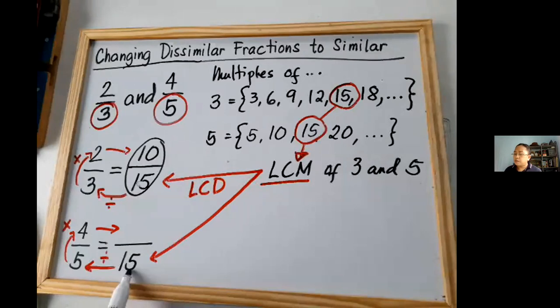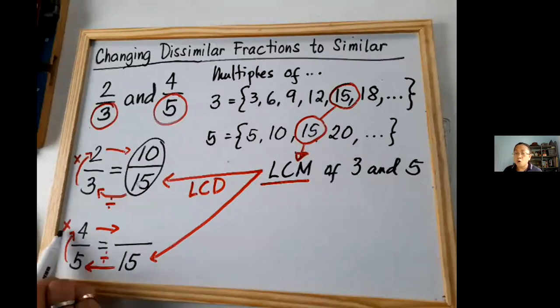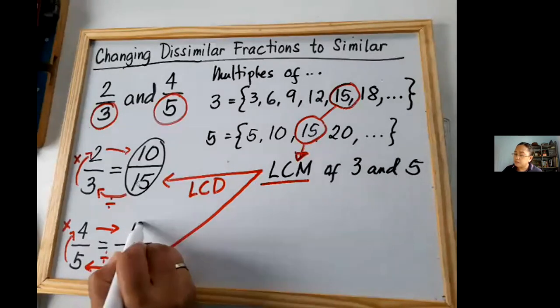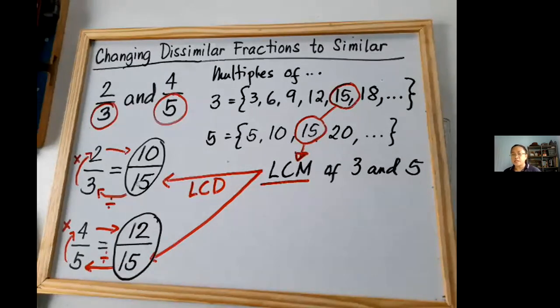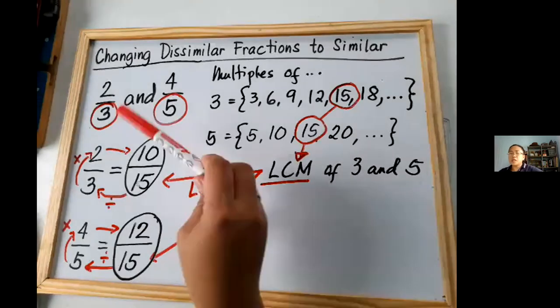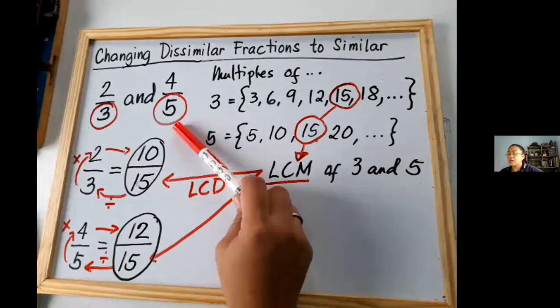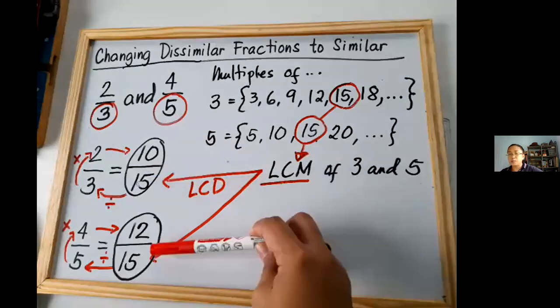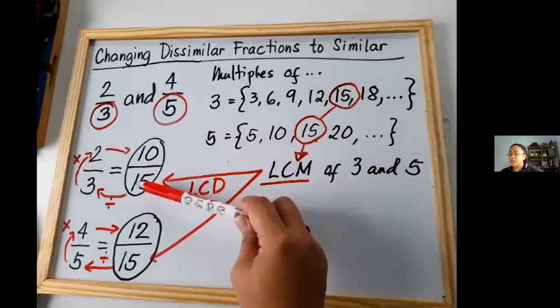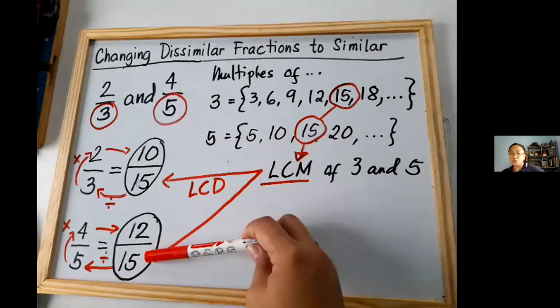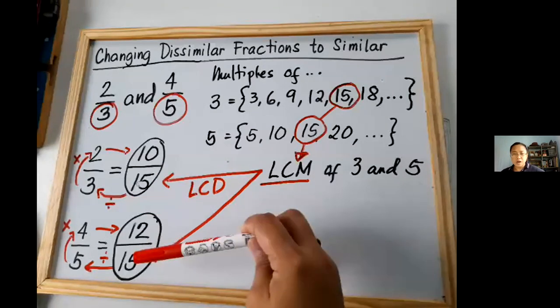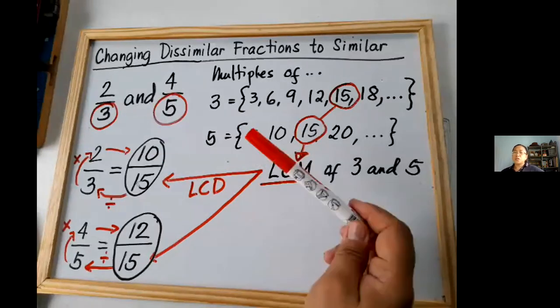So 15 divided by 5 is 3. And 3 times 4 is 12. Okay? So we'll have 12/15 as a new name for 4/5. So tingnan natin ngayon. From 2/3 to 4/5, nagkaroon tayo ng 10/15 at saka 12/15. So, dahil pareho na yung kanilang denominator, pwede nyo na yan gamitin kung kayo man ay sinabihang mag-add or mag-subtract. Okay? So, ganun yon. Kasi, di ba, sa addition, yung numerator lang ang ino-operate natin. So, that's how you change dissimilar fractions to similar fractions.